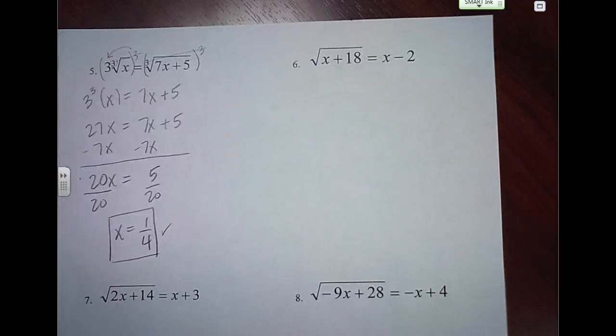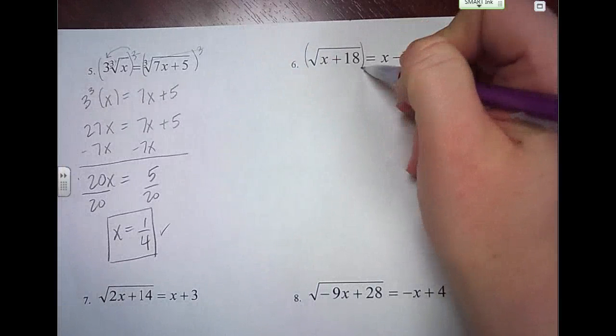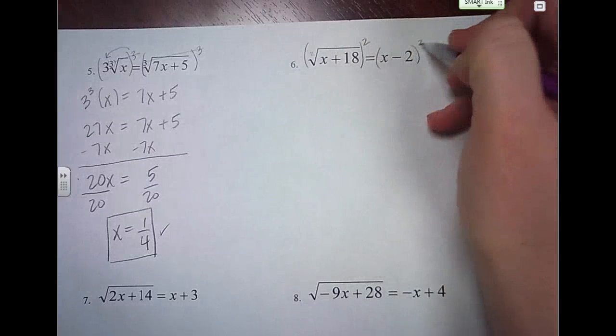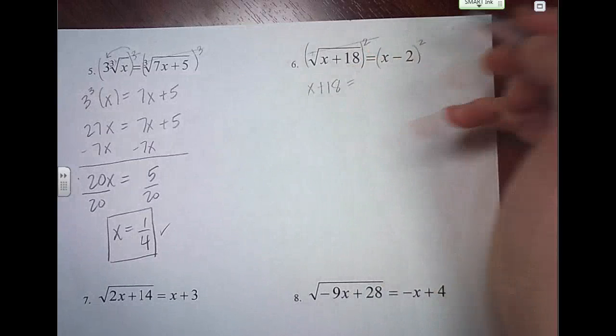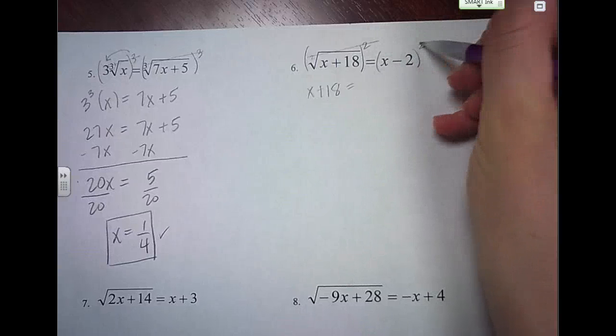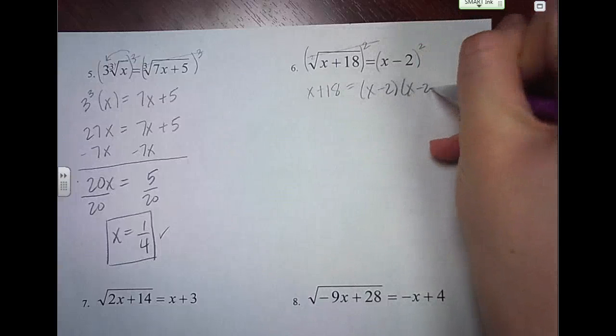Okay, number 6, isolate the radical. It's already isolated on this left-hand side. So we raise it to the power of 2 because there's that 2 here. So on the left it cancels and we get x plus 18. On the right, make sure you do this correctly. You cannot distribute the 2 here. You have 2 of these. You have 2 x minus 2's.